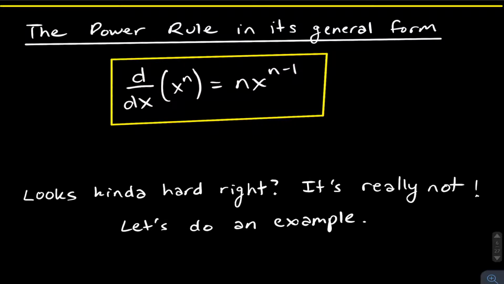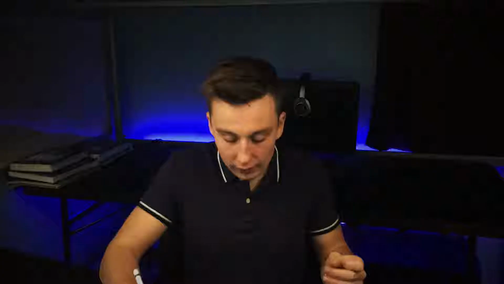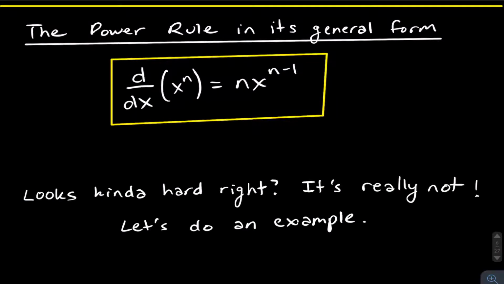Okay, so it looks kind of hard at face value, right? I set it out to try to make it sound a little bit easier, rather than just saying d over dx of x to the n equals nx to the n minus 1, right? That sounds a lot harder than how I worded it, but you can still kind of make it seem a little bit better. So here's what this is really telling you.